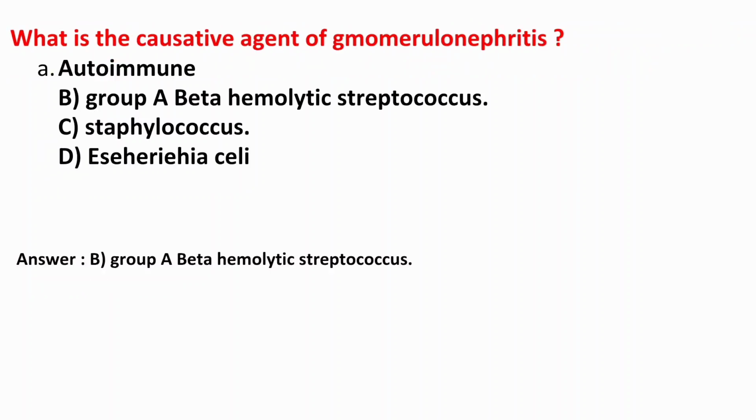What is the causative agent of glomerulonephritis? A. Autoimmune. B. Group A beta hemolytic streptococcus. C. Staphylococcus. D. Escherichia coli. Answer: B. Group A beta hemolytic streptococcus.